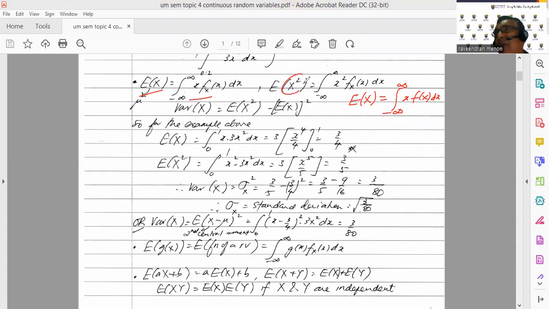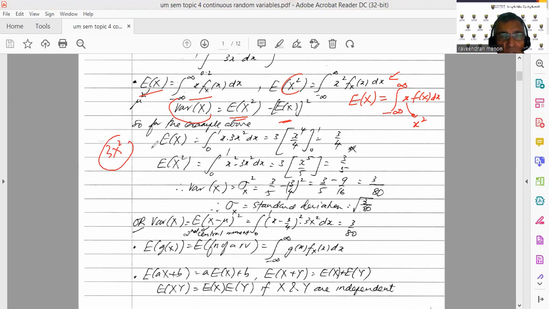And if it is the expected value of x squared, doesn't matter. Expected value of x squared will be what? Just replace this with x squared, and that's it. So first moment, second moment, and then you know the variance, you know how it works. It's just your second moment minus your first moment squared. Nothing changes.